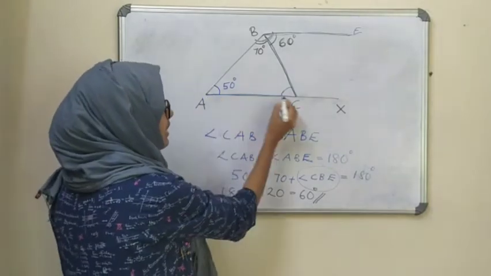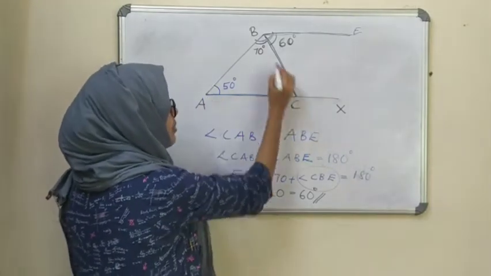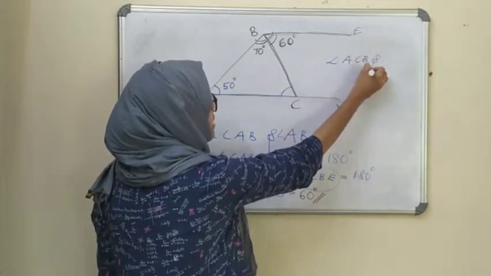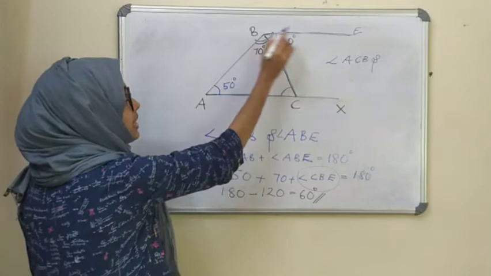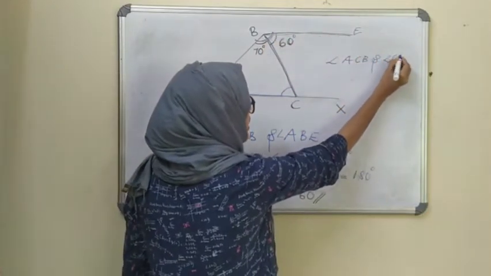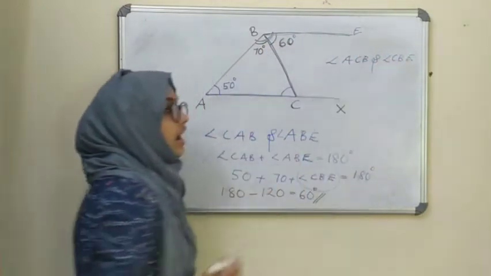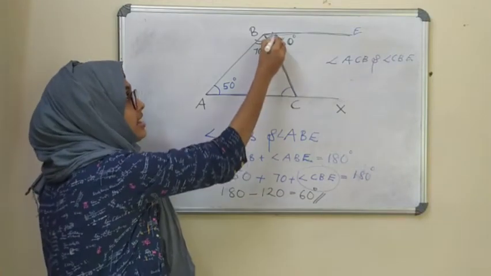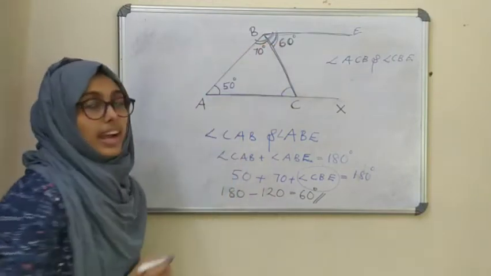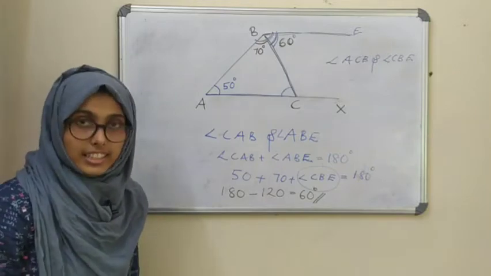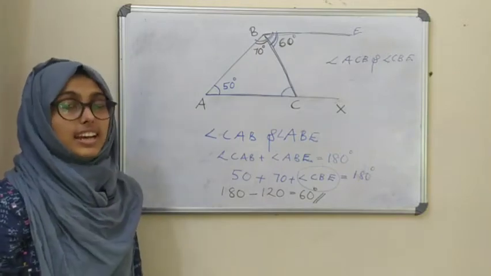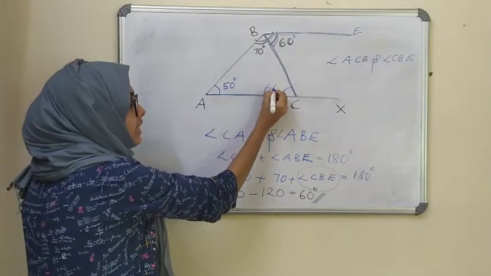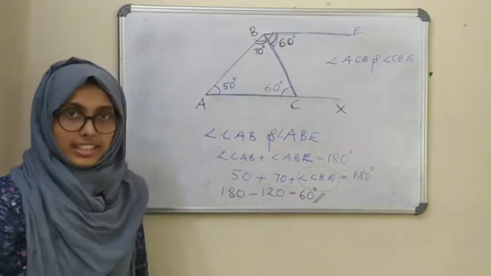You know that angle ACB and angle CBE are alternate angles. Look at these angles, this and this. These two angles are alternate angles. Alternate angles are the same. So if this is 60 degrees, then here it will be 60 degrees.